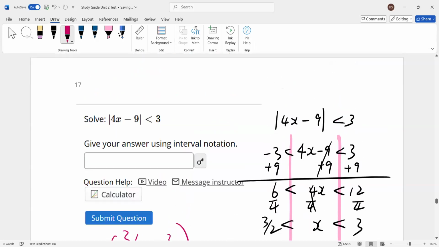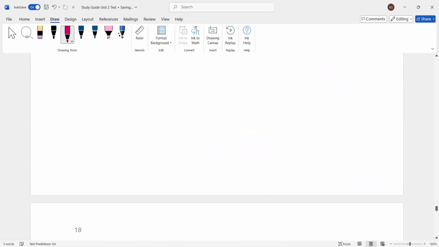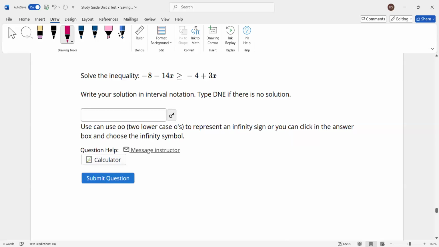That's 17. Now 18. What is this about? It's a simple linear inequality, easy. Let's see how we do that. Negative a minus 14x is bigger than or equal to negative 4 plus 3x.